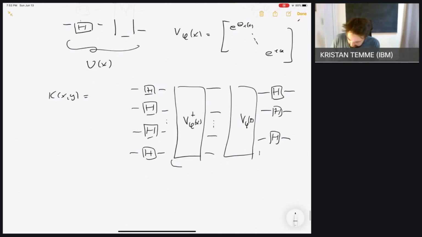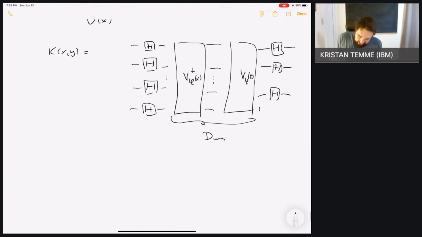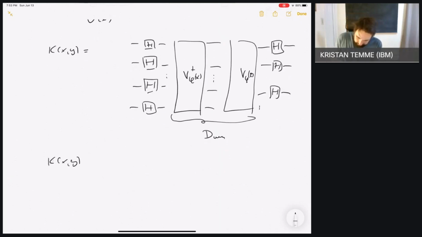And so it's essentially another phase circuit in the middle. So you have a bunch of Hadamards, a phase circuit in the middle, another bunch of Hadamards, because they add up. And you can actually express that kernel simply as the sum. So you sum over all small z's that are plus minus 1 to the n.